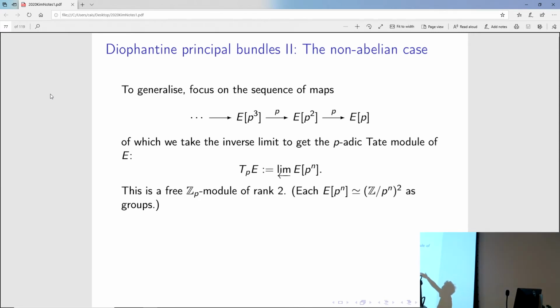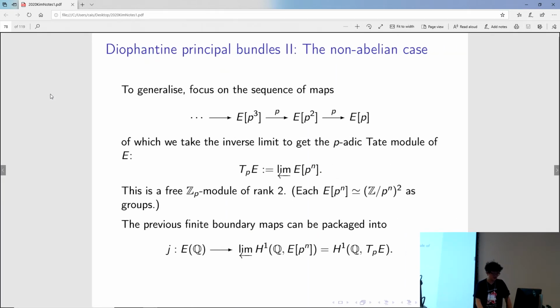torsion, p squared torsion, p cubed torsion connected by p-power maps, we take the inverse limit and you get the so-called p-adic Tate module. That's a free Z_p module of rank 2. So it's a topological group, but in fact it also admits an action of the Galois group. So this as well is one of the topological groups defined over Q. And the previous boundary maps can be packaged into a big boundary map all at once from rational points to H1, the moduli space of principal bundles for this p-adic Tate module.